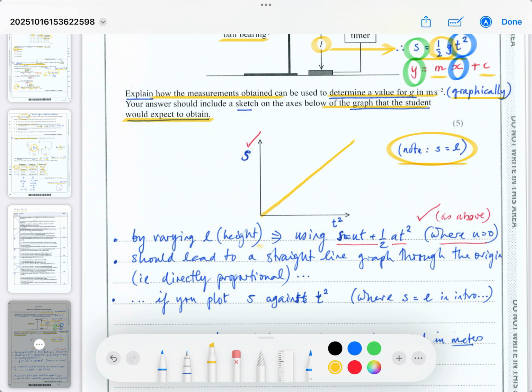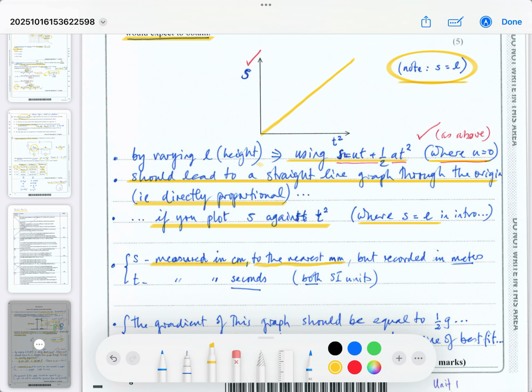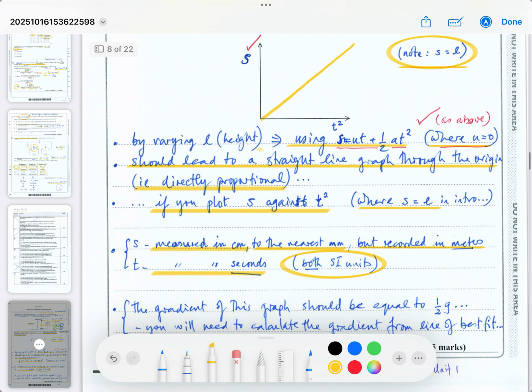And if you plot S against t squared, because S equals L, I'm just making sure I've made that crystal clear. I don't leave anything to the imagination of the examiner. S must be measured usually in centimeters to the resolution of your instrument, which will be to the nearest millimeter. But you then need to record it in meters, so you get the answer in meters per second squared when you do the gradient. And time should be measured in seconds, because you want both units to be the accepted SI units for their quantities.